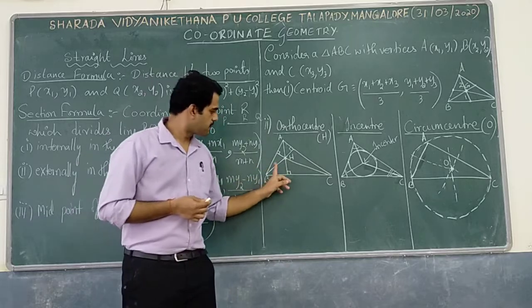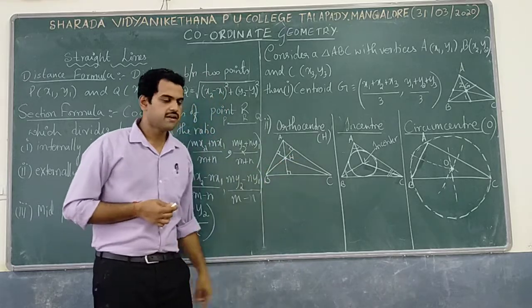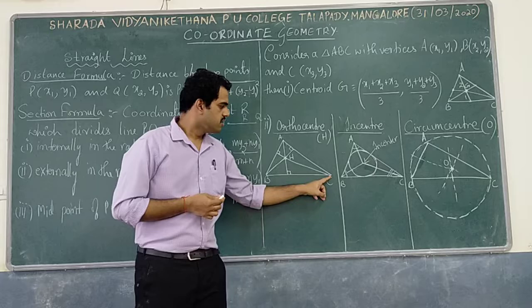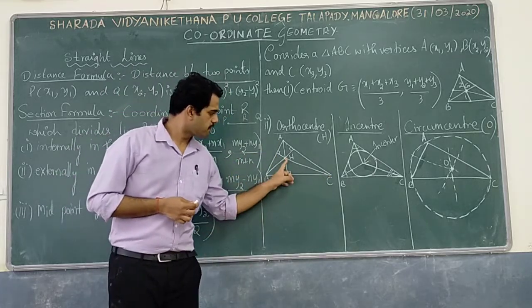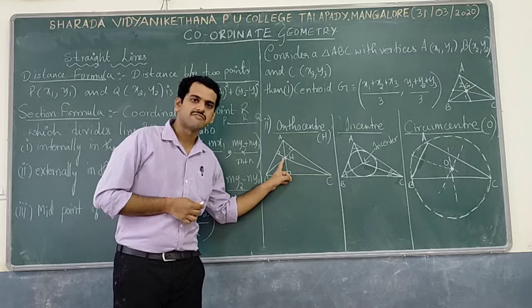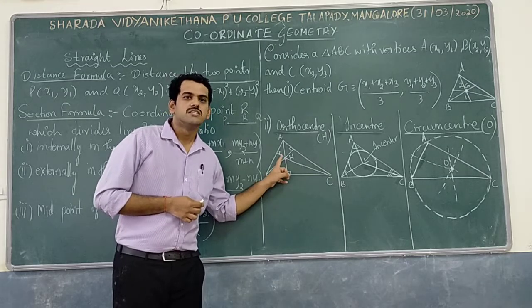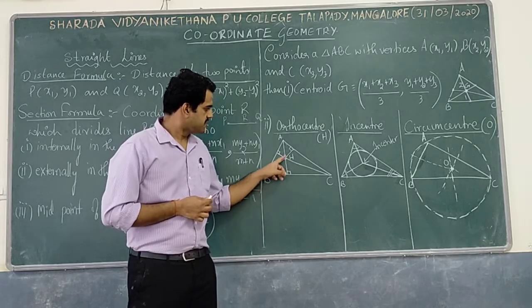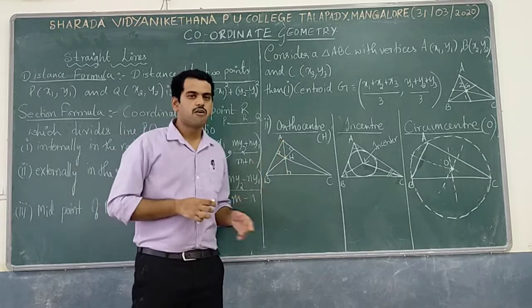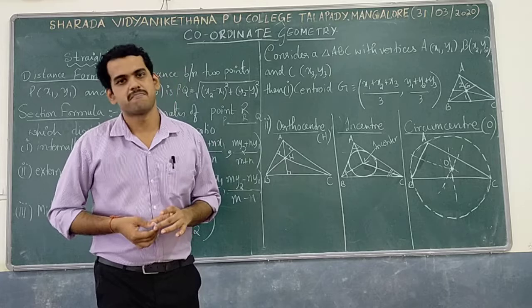Then again from the point B drop a perpendicular, and again from the point C drop a perpendicular to the line AB. Now you will get the point of intersection. This itself is called the orthocenter. And if we take the orthocenter, it is just simple. How to find the orthocenter? That is very important now.